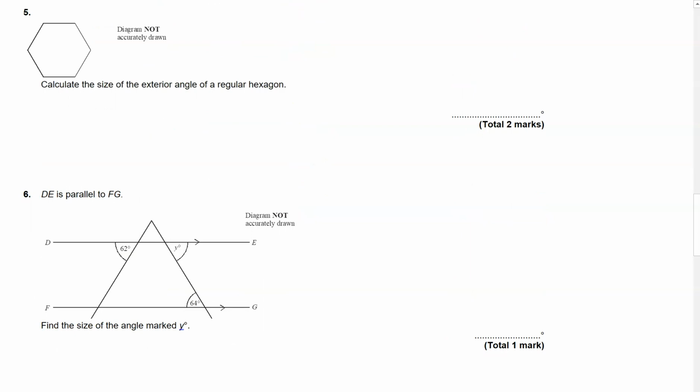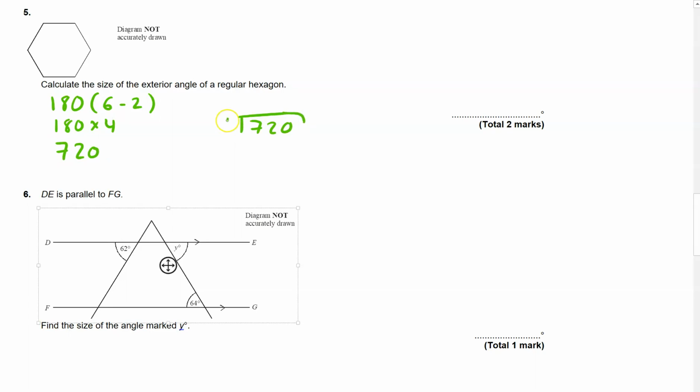Number 5. A regular hexagon, same idea as it has been for the other regular shapes. So 6 minus 2 is 4. So 180 times 4 is 720. Share that 720 out amongst the 6 angles inside your shape, which is 120.